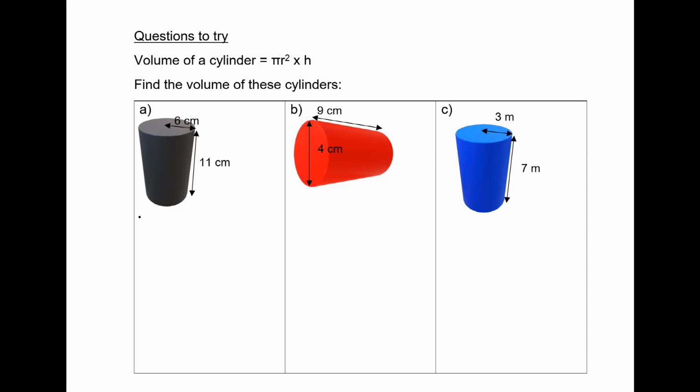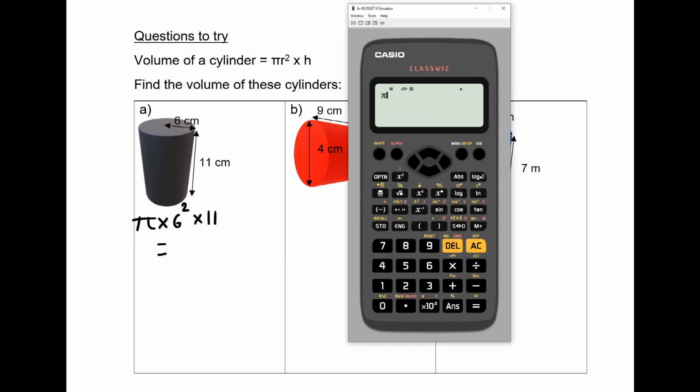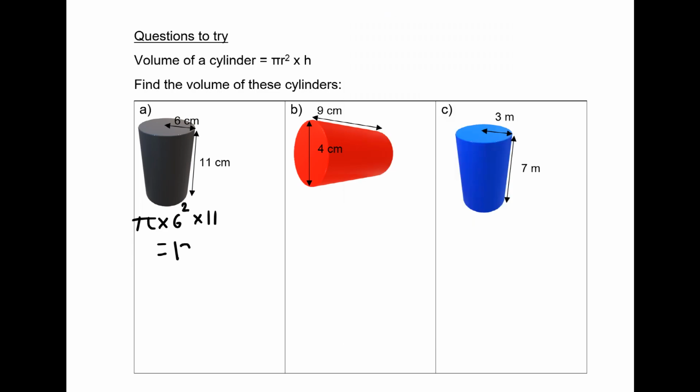For the first one, I need to do pi times r squared, pi times 6 squared. I would then times by 11. So let's do it on the calculator. I've got shift pi times 6 squared times 11. Press SD, and I get 1244.07. Obviously centimeters cubed.